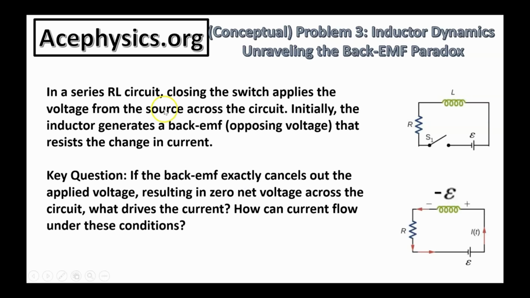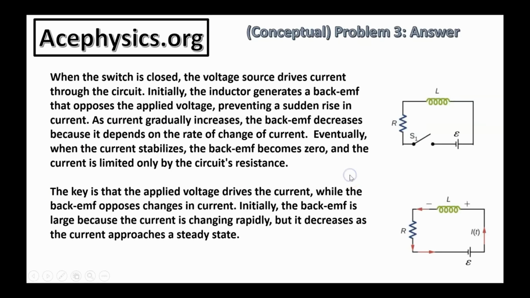When the switch is closed, the voltage source drives current through the circuit. Initially, the inductor generates a back-EMF that opposes the applied voltage, preventing a sudden rise in current. As the current gradually increases, the back-EMF decreases because it depends on the rate of change of current. Eventually, when the current stabilizes, the back-EMF becomes zero, and the current is limited only by the circuit's resistance. The key is that the applied voltage drives the current, while the back EMF opposes changes in current. Initially, the back EMF is large because the current is changing rapidly, but it decreases as the current approaches a steady state.